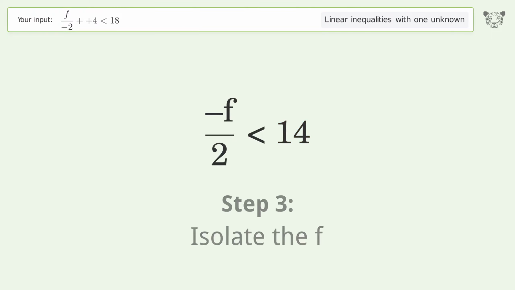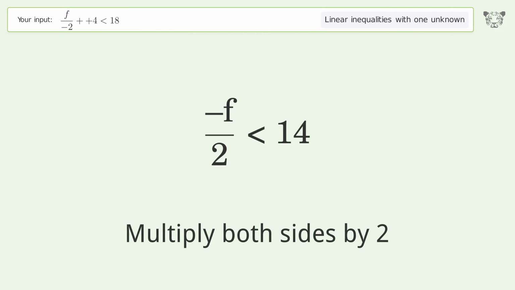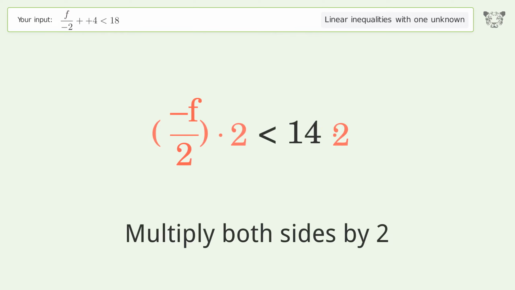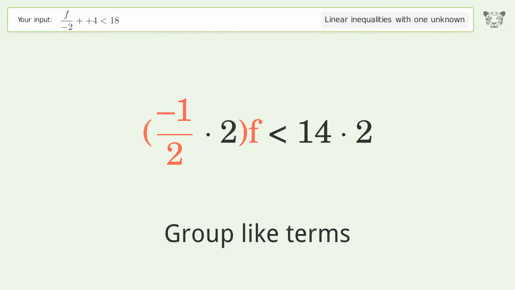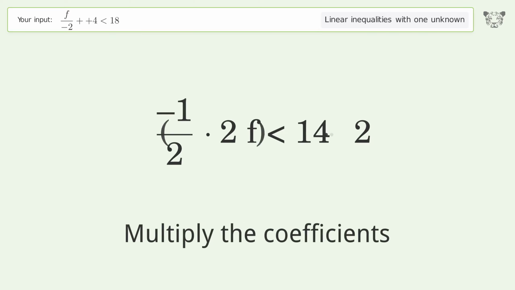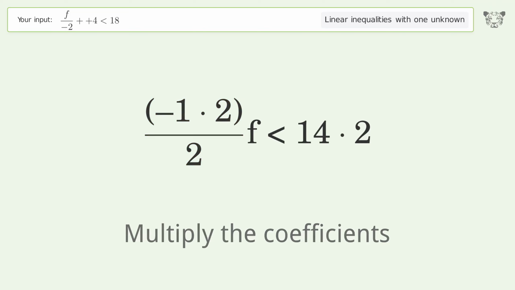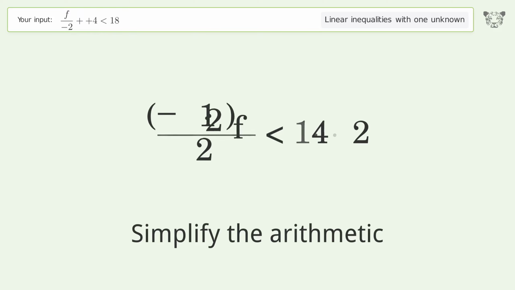Isolate the f. Multiply both sides by 2. Group like terms. Multiply the coefficients. Simplify the arithmetic.